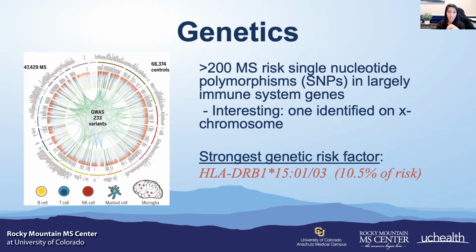Nonetheless, all of these variants that have been found are not necessarily equal. We know that about 10 to 11% of the contribution from a genetic standpoint really stems down to this genetic risk factor, which is HLA-DRB1, 1501, or 1503.